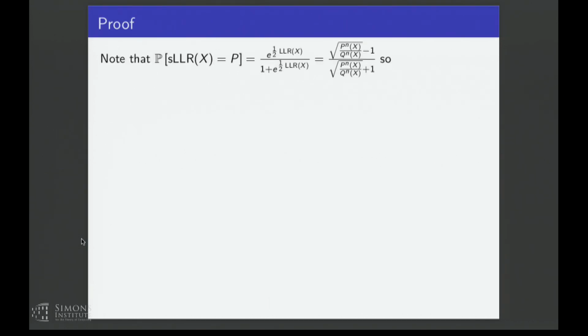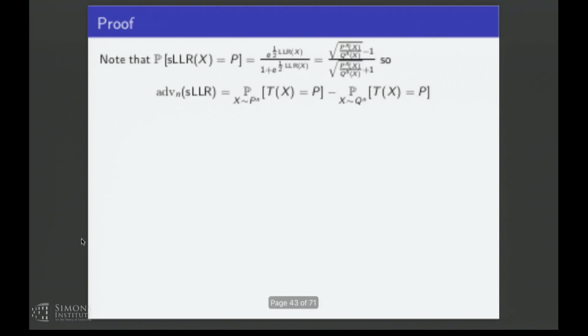So this isn't too hard to prove. So let's take the time to go through this. Remember, given some database X, the probability of outputting P was by definition this ratio here. And the log likelihood ratio was exactly the log of Pn of X over Qn of X. So I can rewrite this in terms of these square roots here. Now, my advantage is this thing here, the true positive minus the false positive.